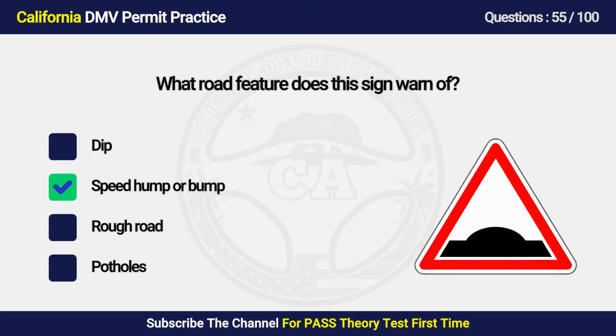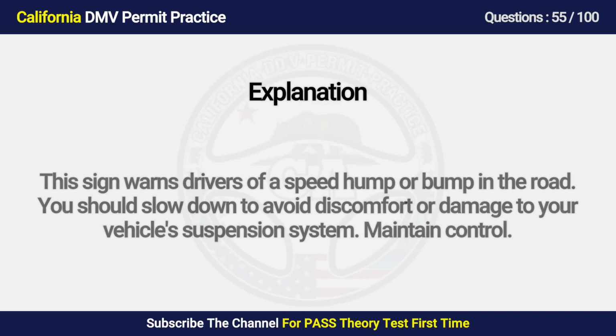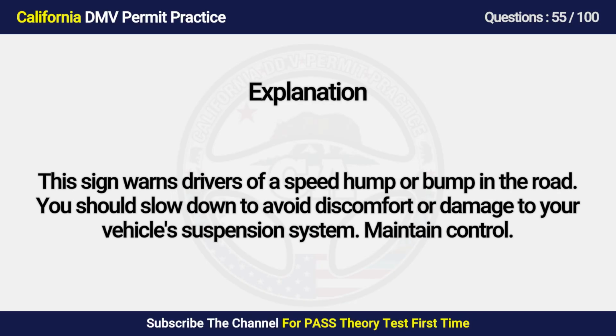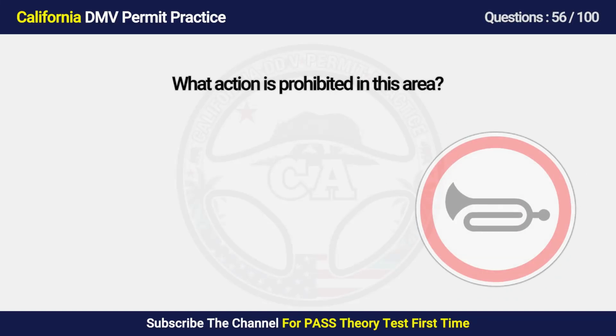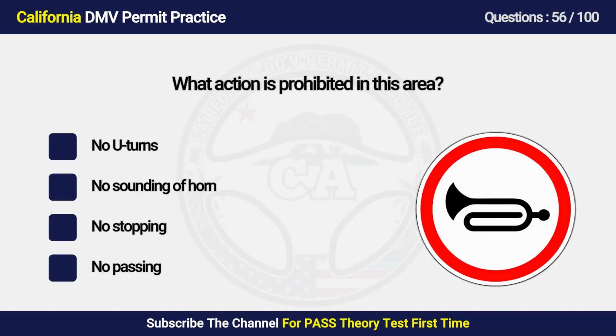Answer is B. Speed hump or bump. This sign warns drivers of a speed hump or bump in the road. You should slow down to avoid discomfort or damage to your vehicle's suspension system. Maintain control.